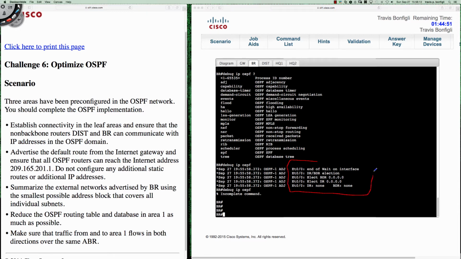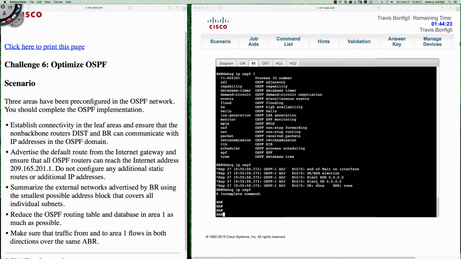So what's the problem? We're on a broadcast segment, and what do we need to have on a broadcast segment? Well, we need to have a DR and we need to have a BDR. And unfortunately, when both of these values are set to 0, that is not going to happen. So you can see, do we elect who's the DR? None. Who's the BDR? None. So this is a problem.